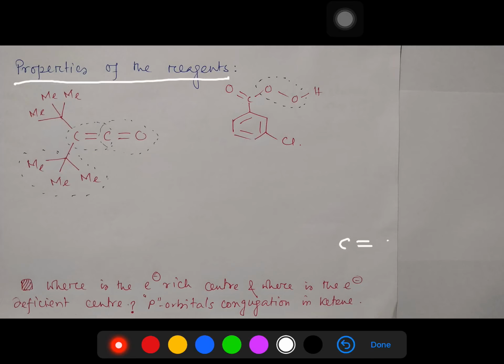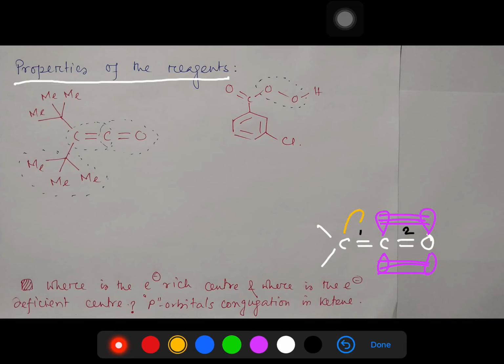See, ketene means adjacent double bonds. Okay, so one important thing: if you consider this double bond as double bond 1 and this as double bond 2, double bonds 1 and 2 are not in conjugation. How? Just look at the orbital picture. See, this C double bond O, this carbonyl, is an overlap between two p orbitals. So in this way it overlaps. Fine. Now what about the other carbon, number 1, this C=C double bond, how does it form? It forms by parallel overlap but in a different plane.